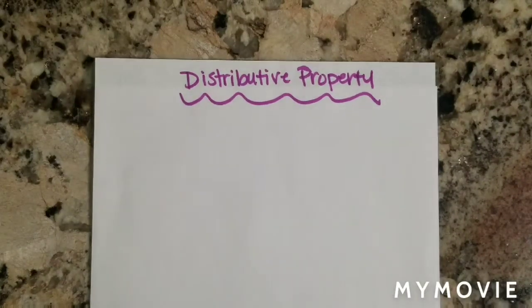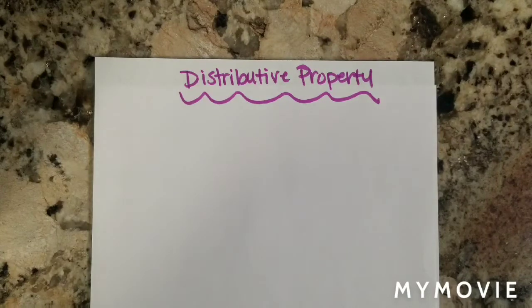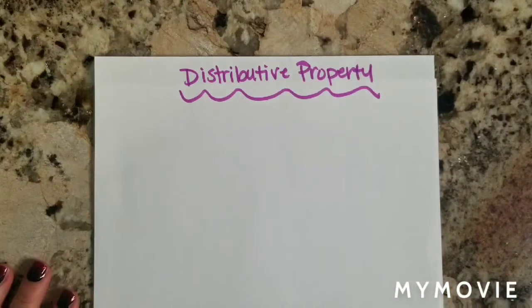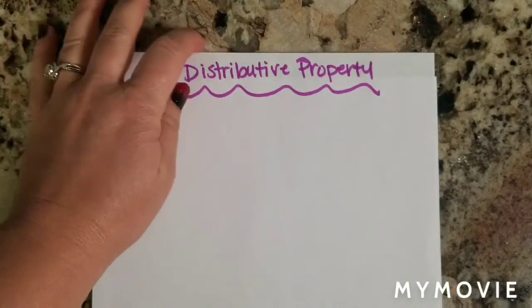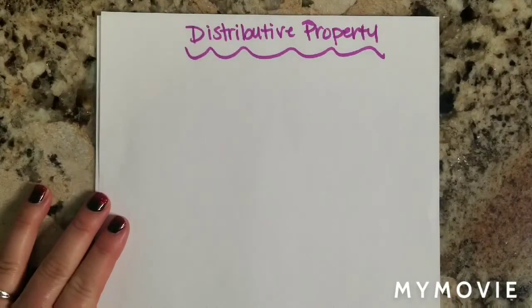Okay, so yesterday or the past couple of days, we've been talking about combining like terms, and we found out what like terms are. And today we're throwing in another aspect to that, which is the distributive property. So you will have a notebook entry today, and it is called distributive property.